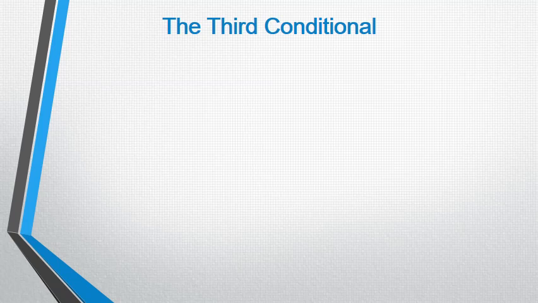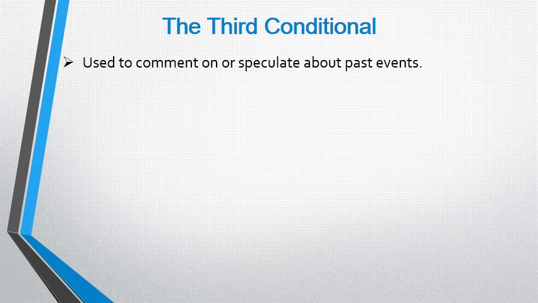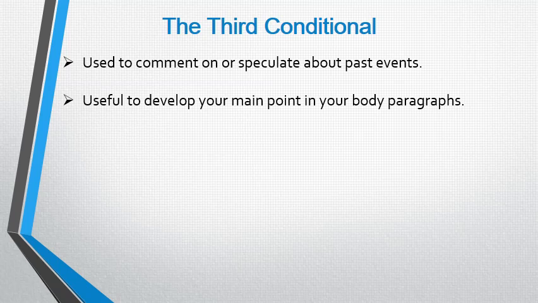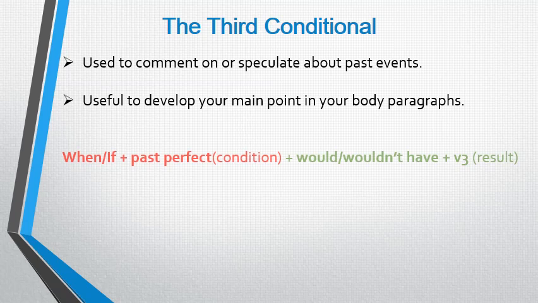The third conditional is used to comment on or speculate about past events, and particularly how things might have been different if different things had happened in the past. And they're really useful to develop the main points of your body paragraphs. They're really great at supporting your topic sentences. So how do we create this type of sentence? Well, we use this structure.